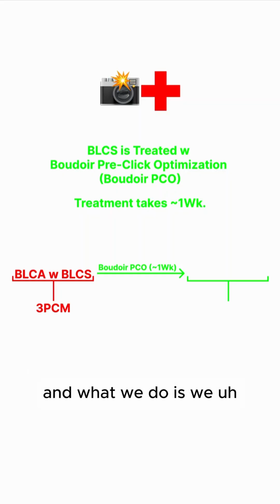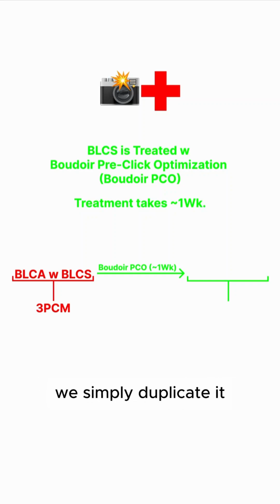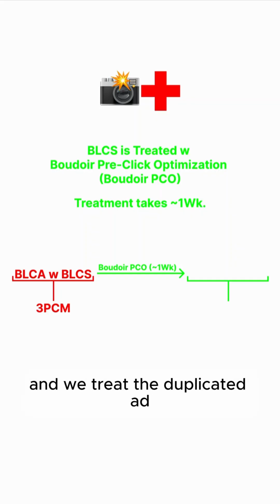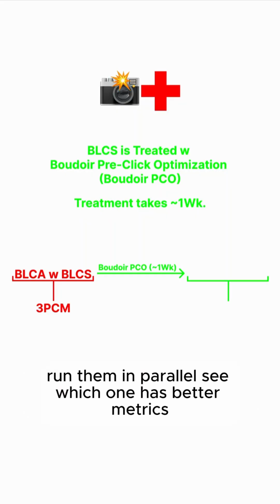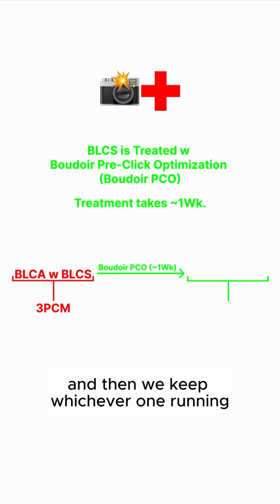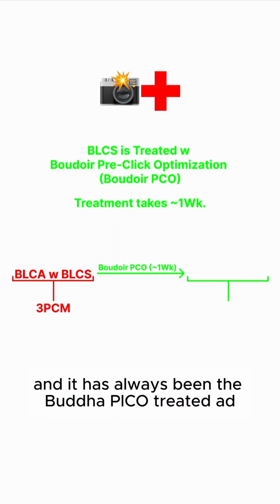What we do is we leave the original Boudoir Facebook ad as it is. We simply duplicate it, leaving the original untouched, and we treat the duplicated ad. Run them in parallel, see which one has better metrics at the end of about a week when Boudoir Pico treatment is done, and then we keep whichever one actually has the best metrics. And it has always been the Boudoir Pico treated ad.